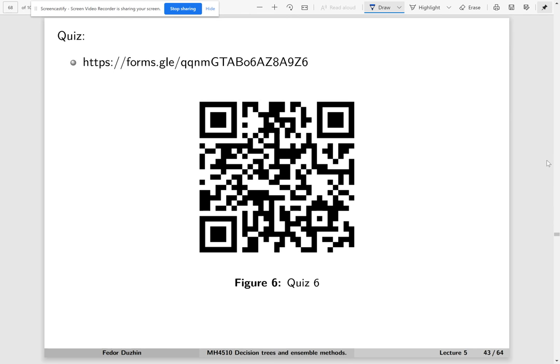So this is all about decision trees. And now we are going to continue with ensemble methods.